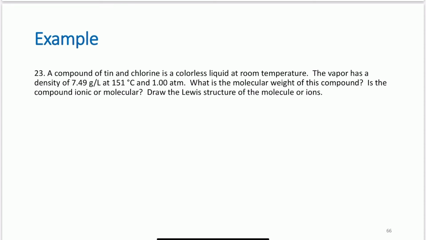So now we're pulling in the ideal gas law, or a version of the ideal gas law. We know we've got tin and chlorine. So Sn and Cl, some combination. The vapor has a density of 7.49 grams per liter, 150 degrees C and 1 atmosphere. I want to know molecular weight. Remember the equation for this? Density is equal to molecular weight times pressure over RT. I can rearrange this. Molecular weight is equal to density times R, your gas constant, times temperature divided by pressure.